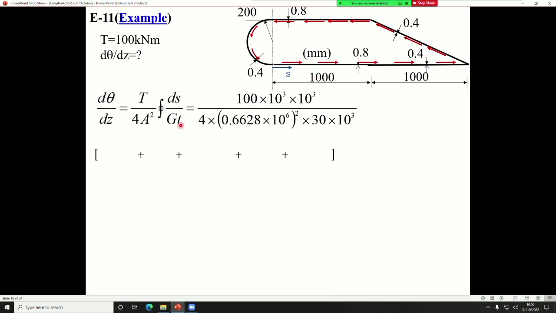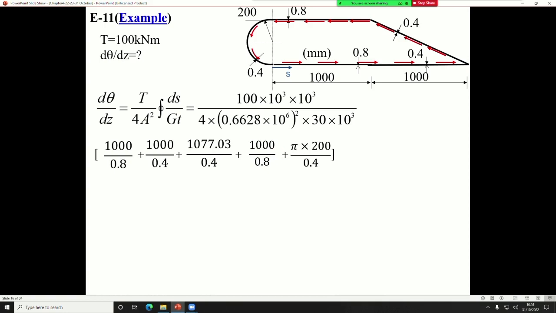So therefore, the loop integral of ds over t for this panel is equal to 1,000 divided by 0.8 millimeters. The next panel is, again, 1,000 here, with a thickness of 0.4, so it's 1,000 divided by 0.4. I go for the diagonal panel. I have 1,000 here. This is 400 here. This is a right-angle triangle, so I can find this length. So it's that length divided by 0.4. The top panel, again, is 1,000 millimeters with a thickness of 0.8. And then we have a semicircle, so pi times 200 divided by 0.4 millimeters.